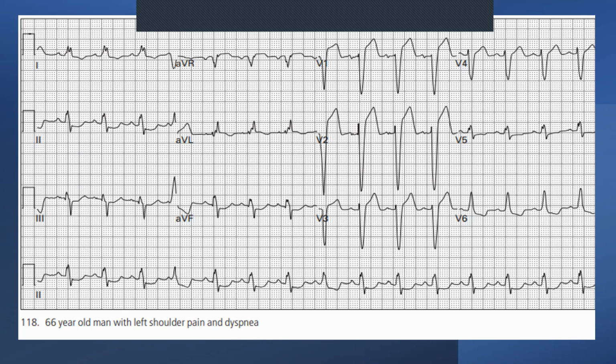You've always got ways that the electricity can travel, and especially when you've got a relatively complete block, well, it's not a complete block, but when you've got a bundle block and things like that, this is more or less what it looks like. Just these wide QRS complexes, although they are quite regular, and each one follows a P. So we've got a wide ventricular complex.